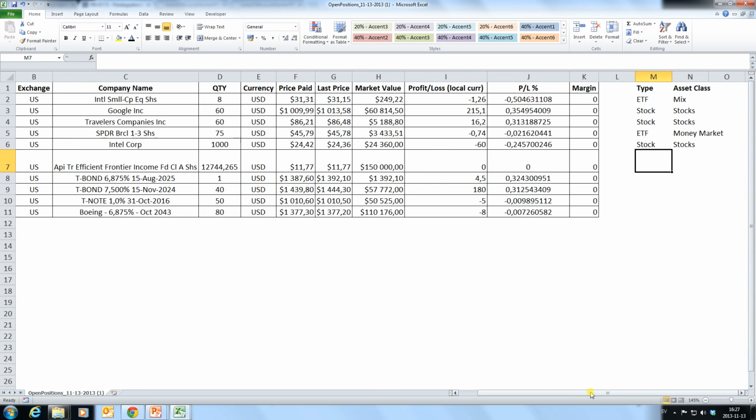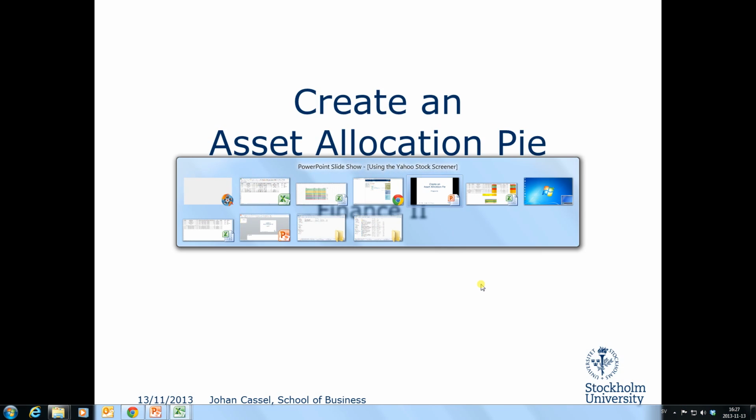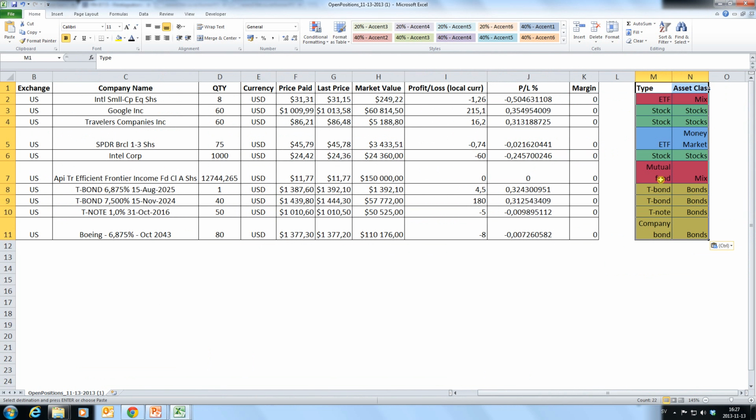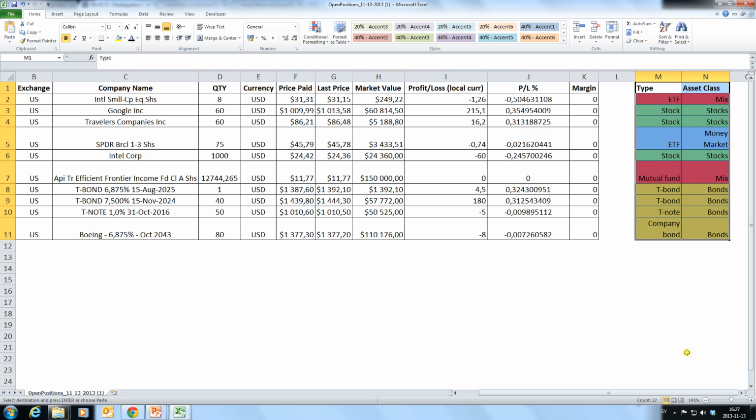And then I can do this for all types. But now I'm going to cheat a little bit because I already prepared this. So I will take it from here. Okay, now I've actually coded this with colors. And the reason I've done that is to make it easier for myself when I'm going to add it up later on. So just to make it extra clear, I will also do it here. I will make this stock if it's stock.